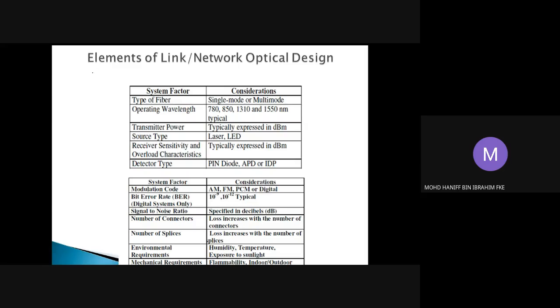From what we learned in the very first lecture of this course, a basic optical communication system comprises three elements. We have the transmitter, we have the receiver, and in between we have the channel. So our system comprises these three important things: the transmitter, the receiver, and the channel. In our optical system design, we have to consider the effect of our transmitter, the effect of our receiver, and the effect of our channel.